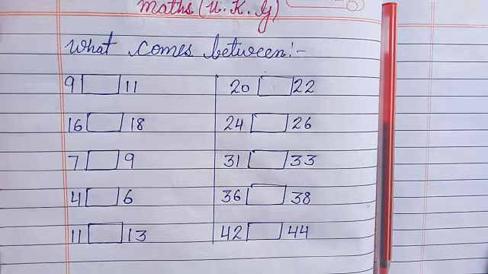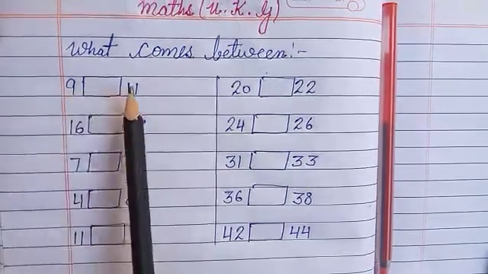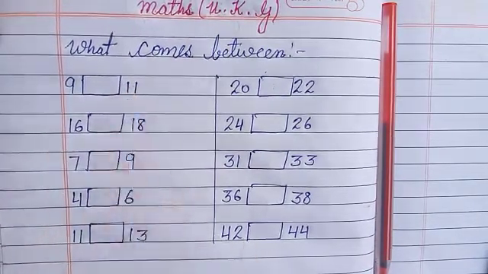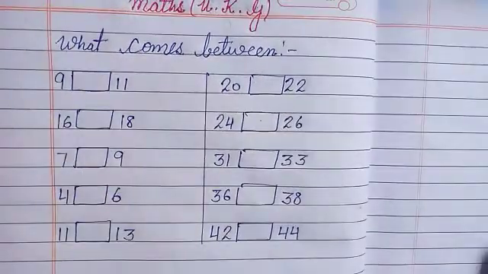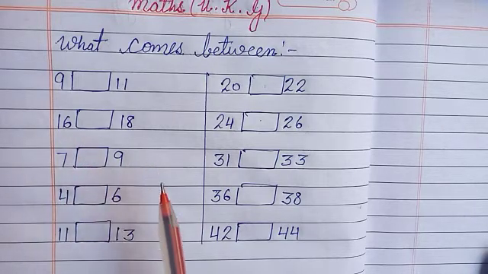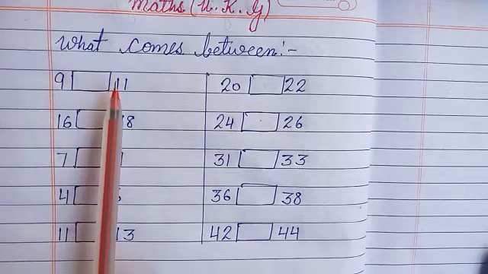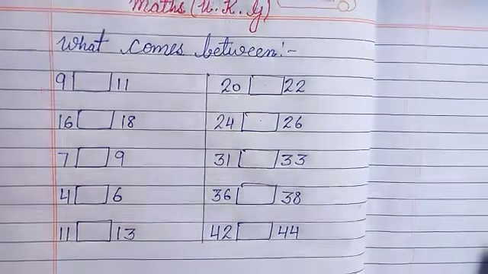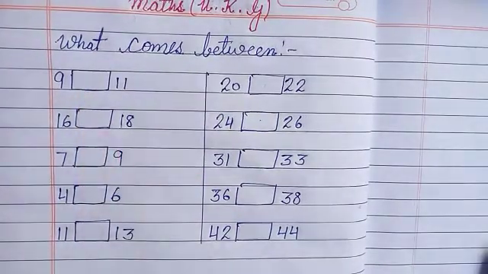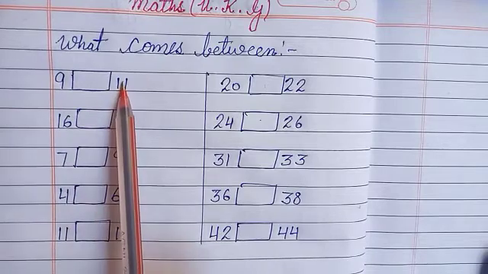Okay, students. Now I am going to solve the first question. Here is 9 and 11. Which number will come between 9 and 11? Ten comes between 9 and 11.